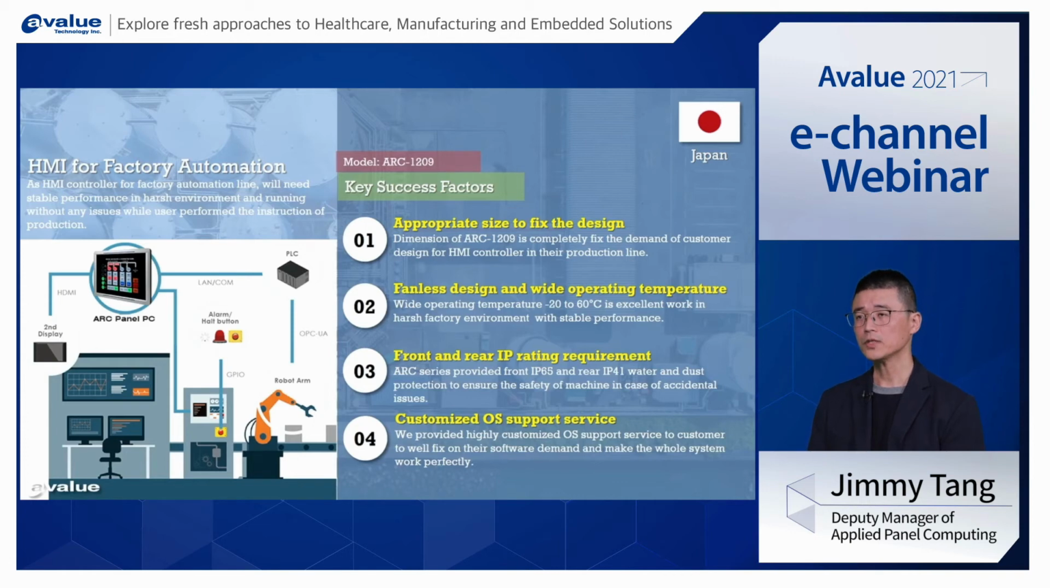Besides that, in the factory there are requests for operation at very wide temperatures, like -20 to 60 degrees, which our LC series easily reaches. And in the factory, they are also concerned about IP rating requirements. As I explained before, our LC series provides IP65 at the front, and we also provide IP41 waterproof and dust protection at the rear. So customers need not worry about the rear-side IP rating.